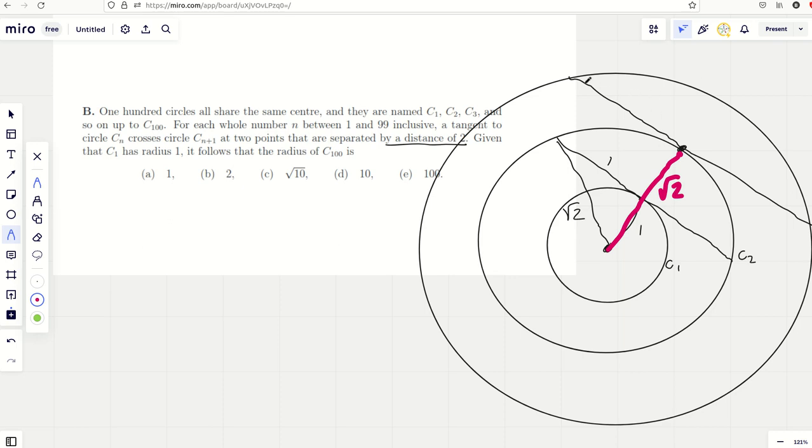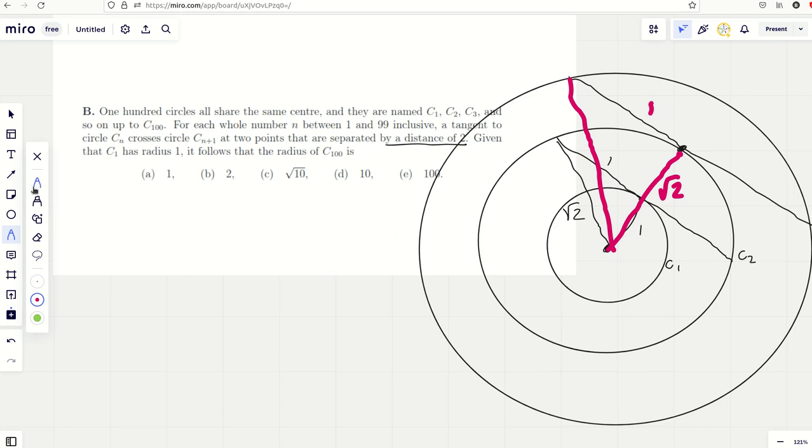And this is still a distance of 2, because each time Cn and Cn plus 1 at the 2 points, they're always separated by a distance of 2. So this is still 1. And now we want to find the radius of C3. We're going to do root 2 squared plus 1 squared, equals the radius.